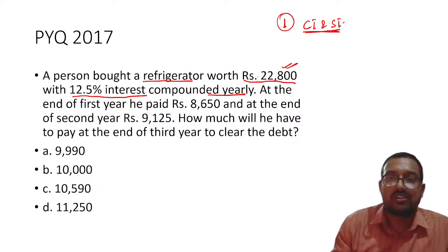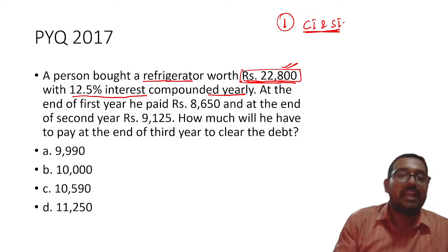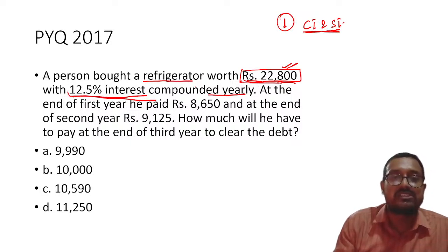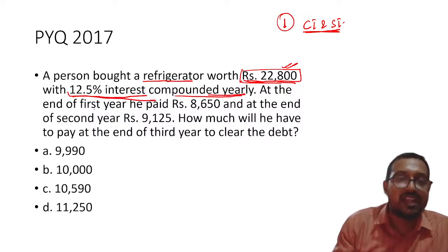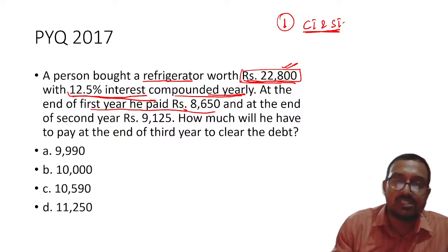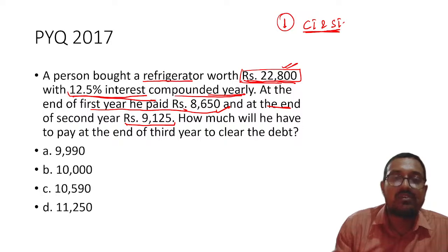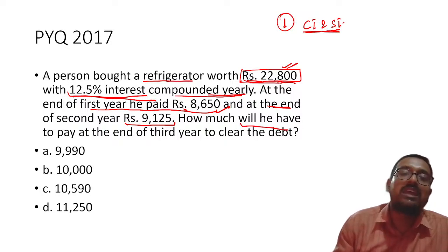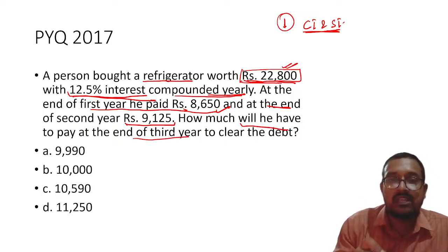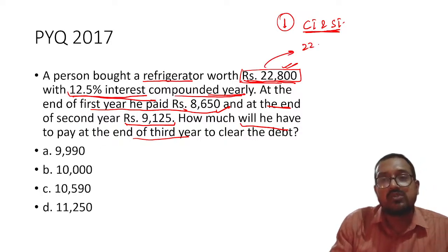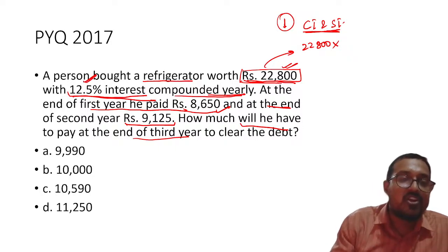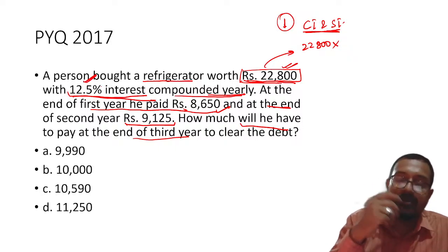A person bought a refrigerator worth 22,800, sorry, 22,800 rupees with 12.5% interest compounded yearly. At the end of the first year, he paid rupees 8,650, and at the end of the second year, rupees 9,125. How much will he have to pay at the end of the third year to clear the debt? So, my dear students, please remember, 22,800. For the first year, how much does he have to pay? He has to pay 12.5% interest compounded yearly.